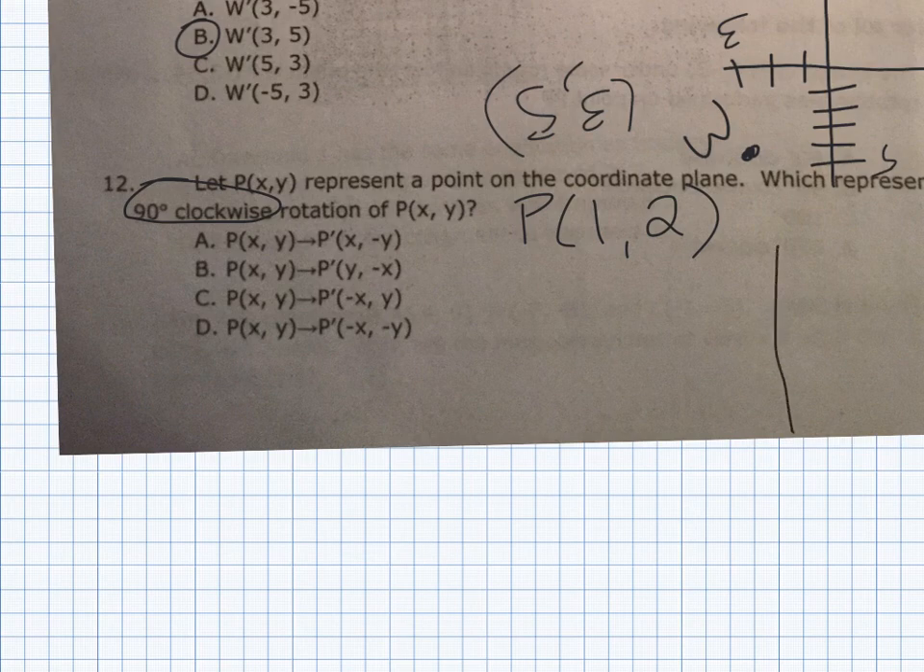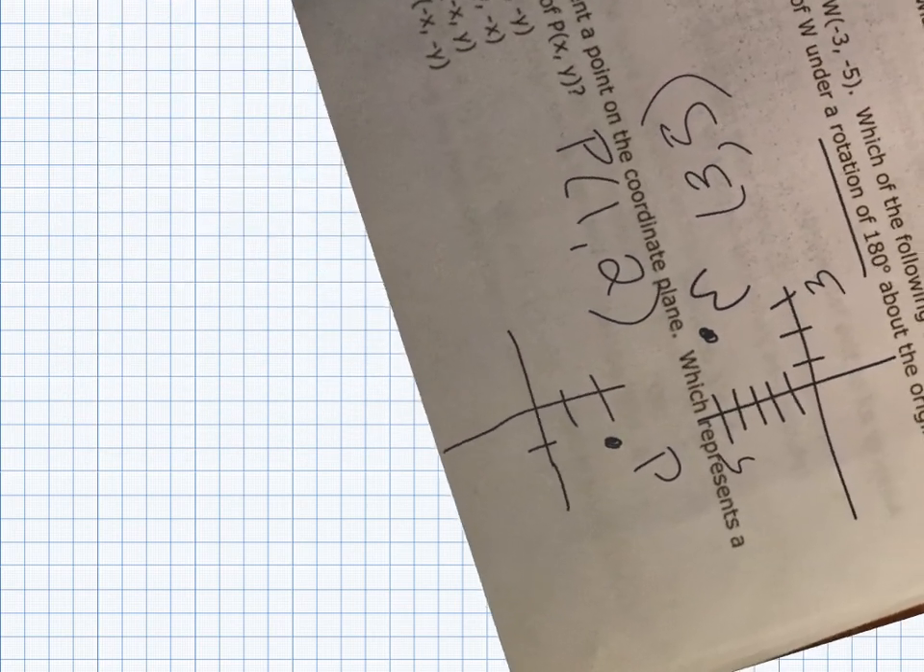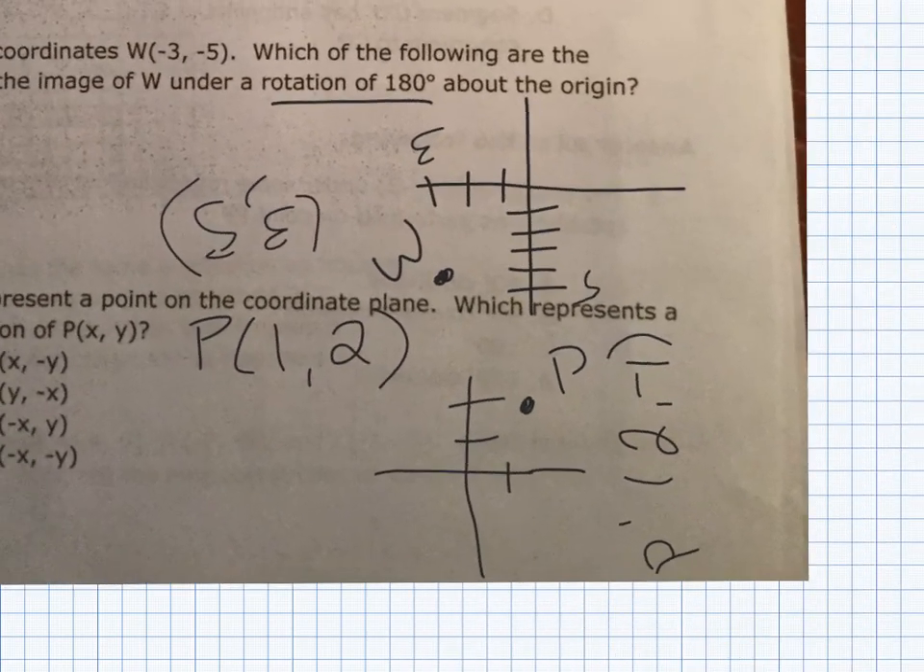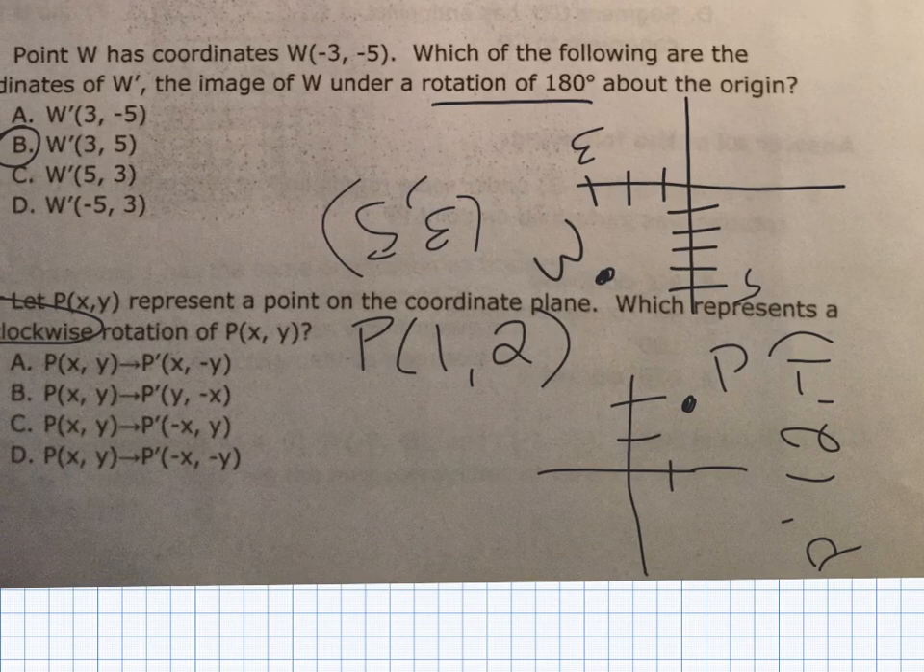So I'm going to draw here, and I'm going to plot my point (1, 2). There's my point P. So now 90 degrees clockwise, so one turn to the right. So here we go, and I end up at (2, -1). So I'm going to write that point underneath my original point so I can see what's going on here. There we go. So point P prime ended up at (2, -1).